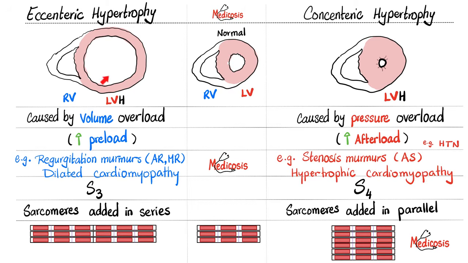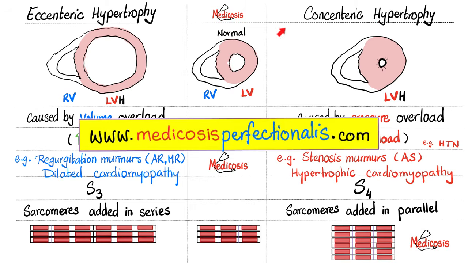This is a systolic failure, but this is a diastolic failure. This heart is bad at systole, so usually the ejection fraction is low, but this heart is usually good at contracting.